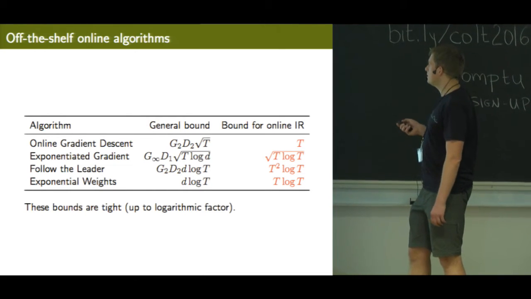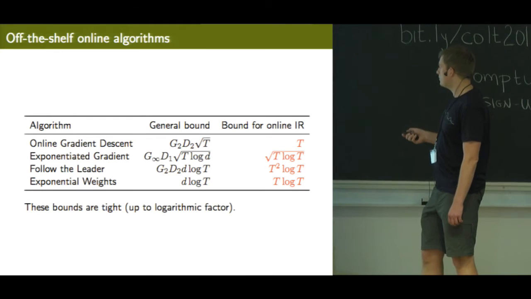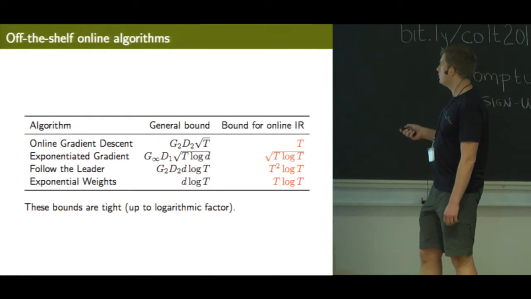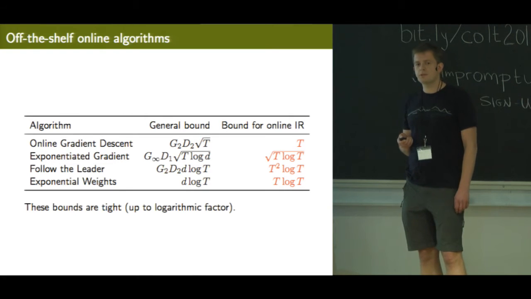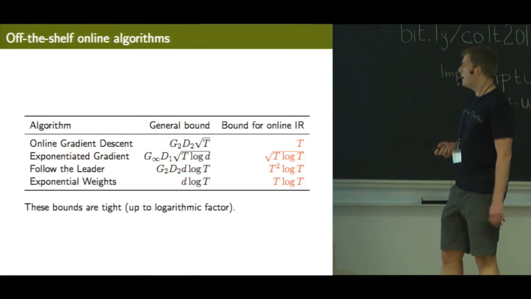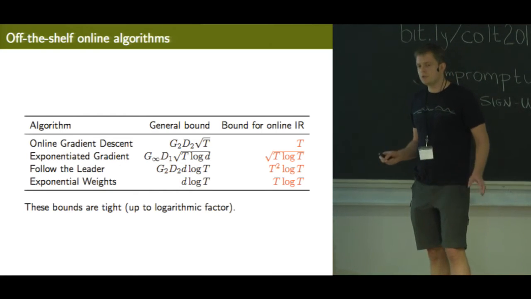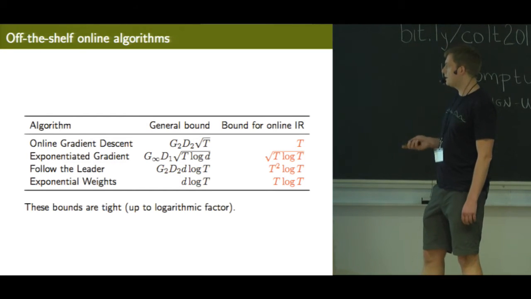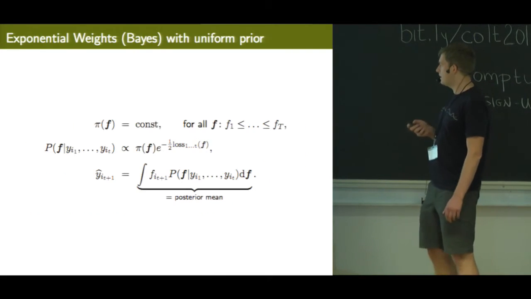But if we translate these bounds into what they mean in our problem, we see that most of the bounds are actually meaningless. The only one is the bound for exponentiated gradient, which gives us square root of T regret, but still we will show it's not optimal. And actually, we can show, at least for a standard parameterization of these algorithms, that these bounds are up to a logarithmic factor tight. So this is really how these algorithms behave.